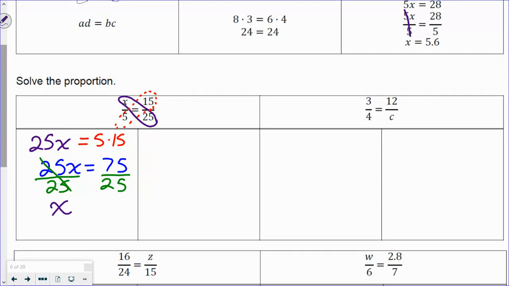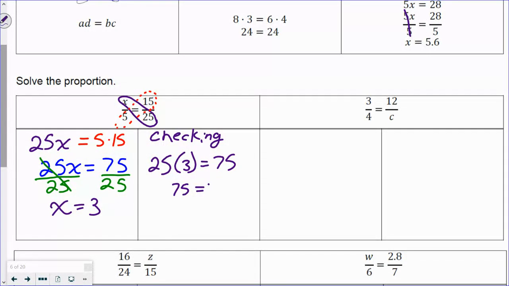Now we only have x on the left side. And we did this the whole month of December, so you should remember hopefully how to do this. All right, and then 25 goes into 75 3 times. Okay, but then of course remember the checking. So we want to see, is 25 times 3 equal to 75? 75 equals 75. Bada bing, bada boom. Okay, if you need to, pause this, go into doing your next one.